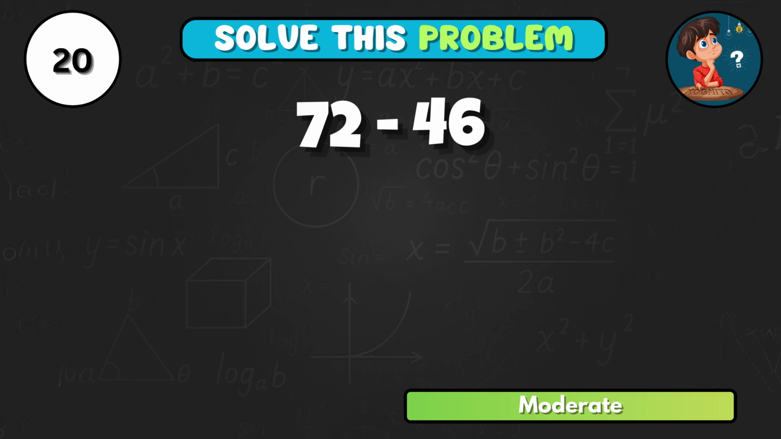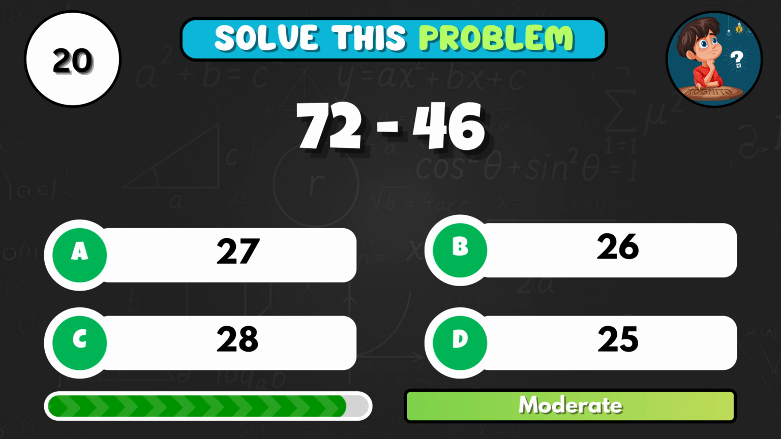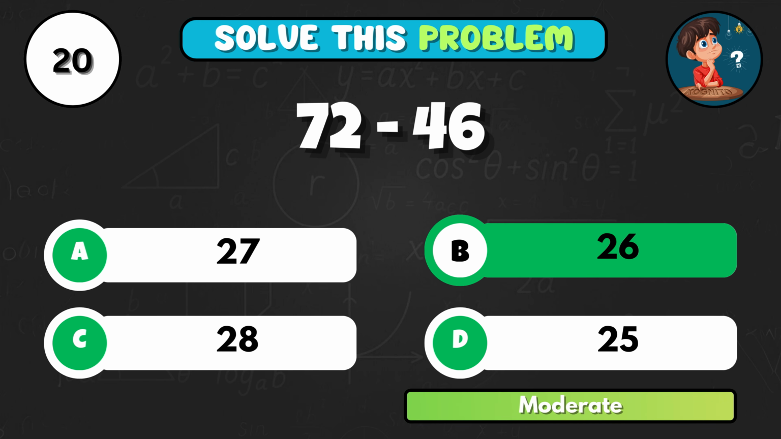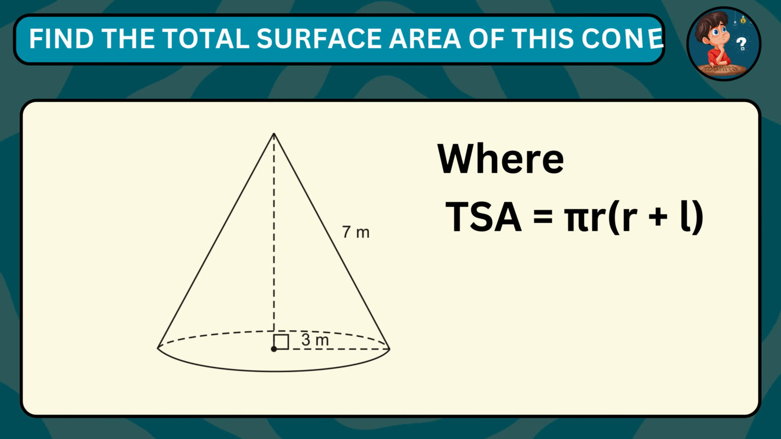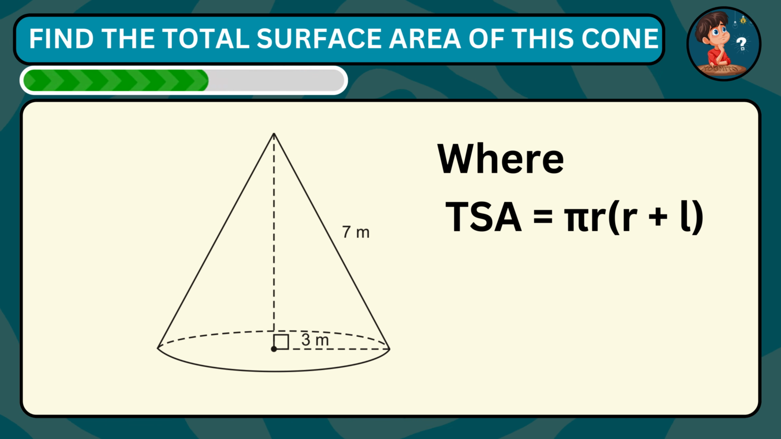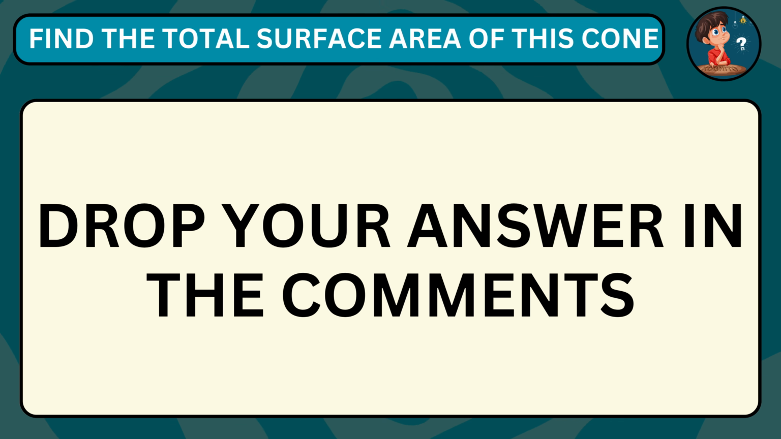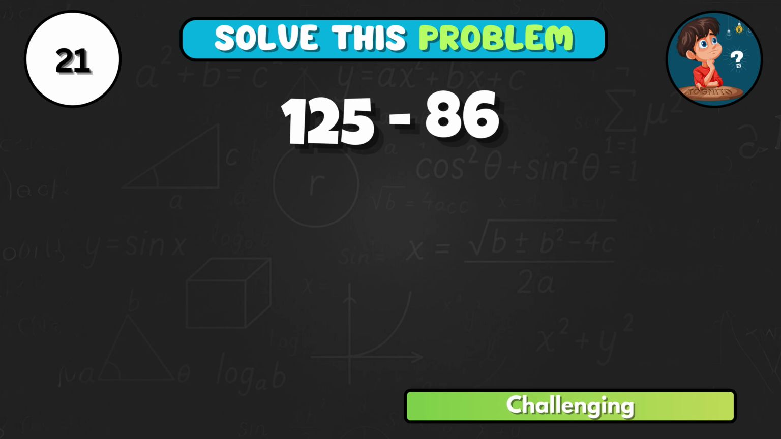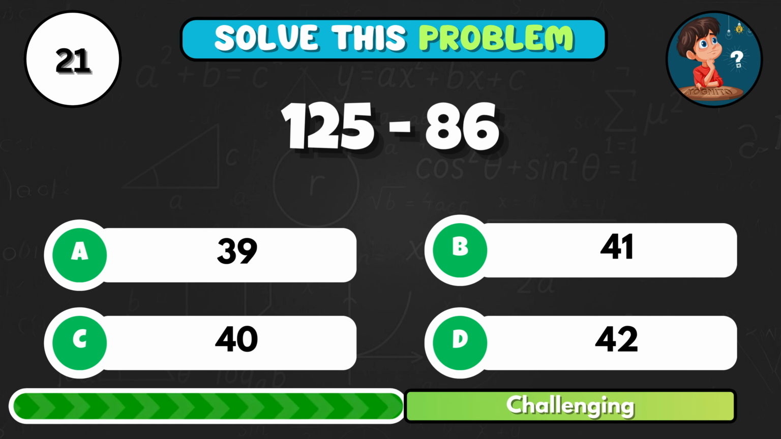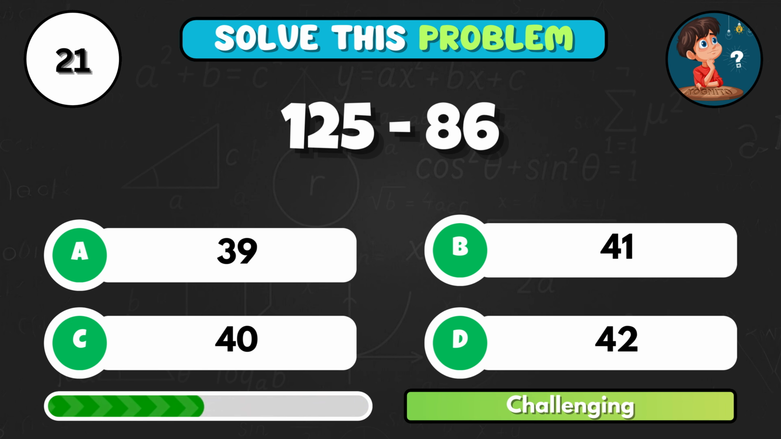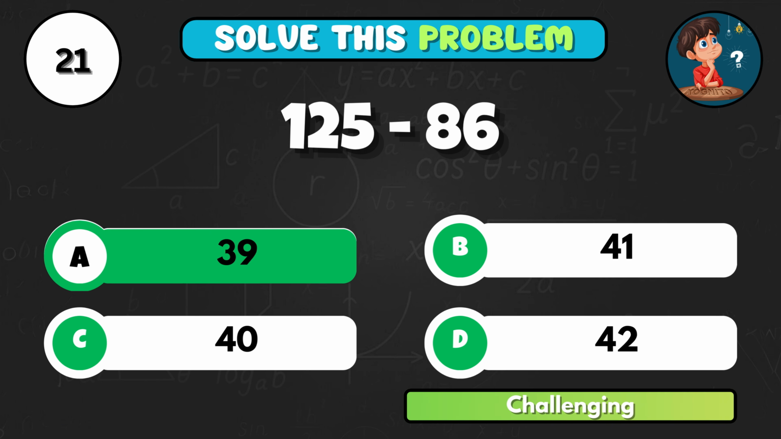What is 72 minus 46? Option B is correct. The answer is 26. Find the total surface area of this cone. Subtract 86 from 125. Option A is right. That comes to 39.